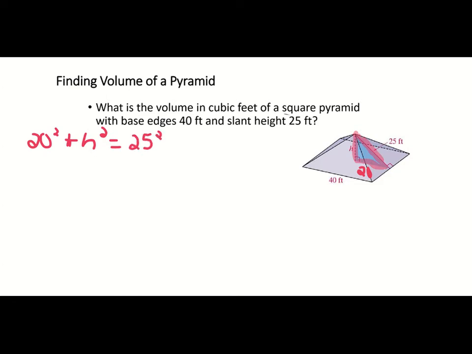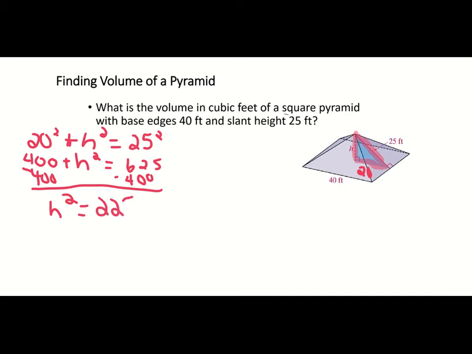So we know that 400 plus h squared is equal to 25 squared, which is 625. Then we'll solve, so we'll subtract 400 from both sides. So now I have h squared is equal to 225, and when I take the square root, that's going to give me 15 for the height. So now I know the height is 15.